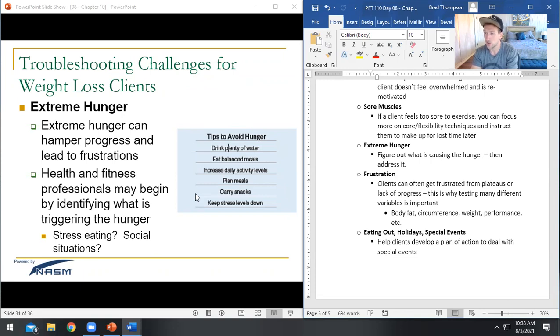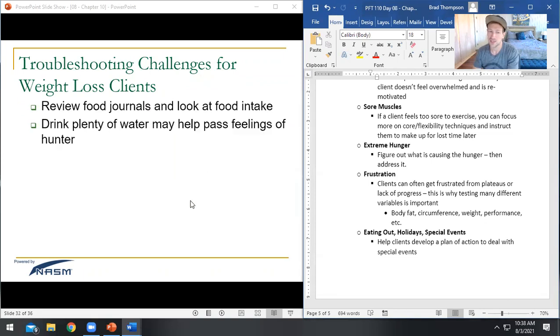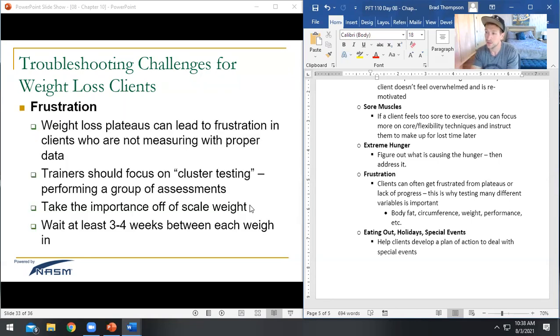Plan their meals out accordingly, schedule them out, maybe have some planned snacks, try to keep their stress levels down. That's a big one. Making sure that they're not stress eating. So food journaling can be a really good way to, again, take a look at their food intake, and then making sure they're drinking plenty of fluids.